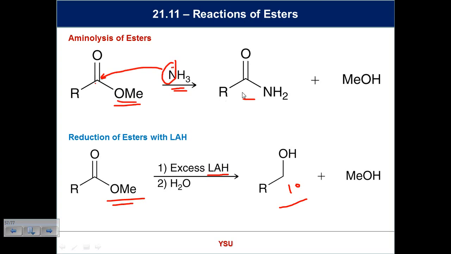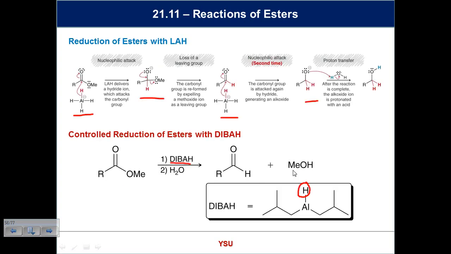So now we've got a selective reagent, DIBAL, to be able to do this with esters, to come down to the aldehyde oxidation state. Mechanistically, again, hydride goes in, kicks out the methanol, you stop there.